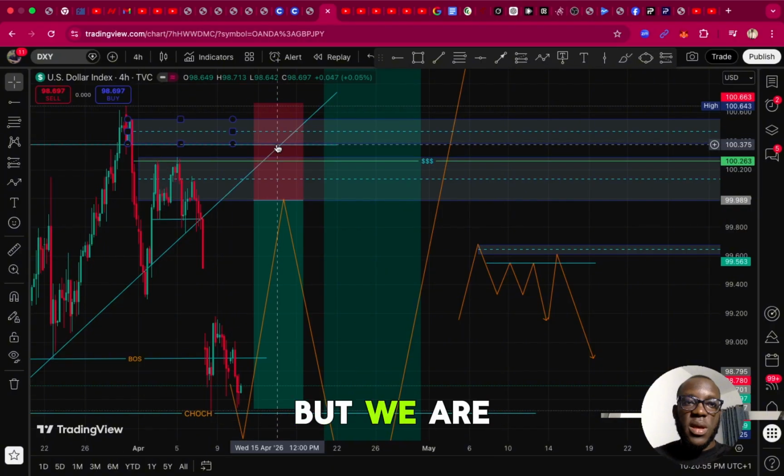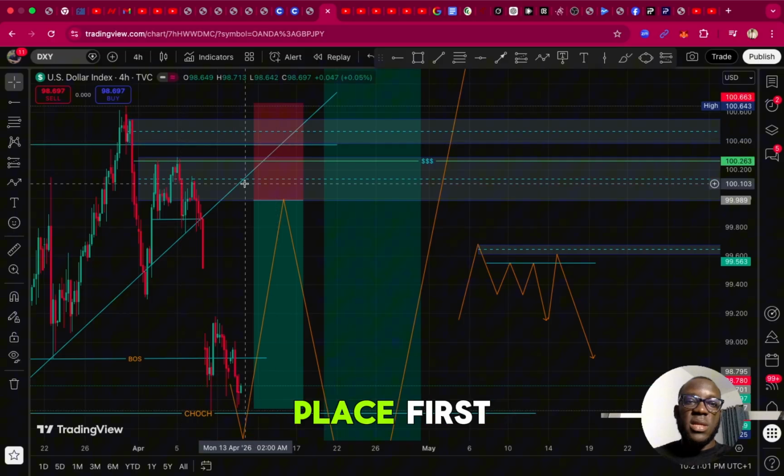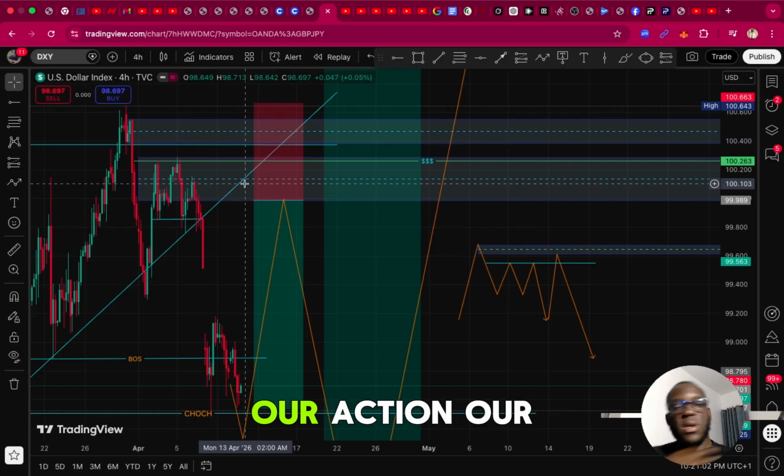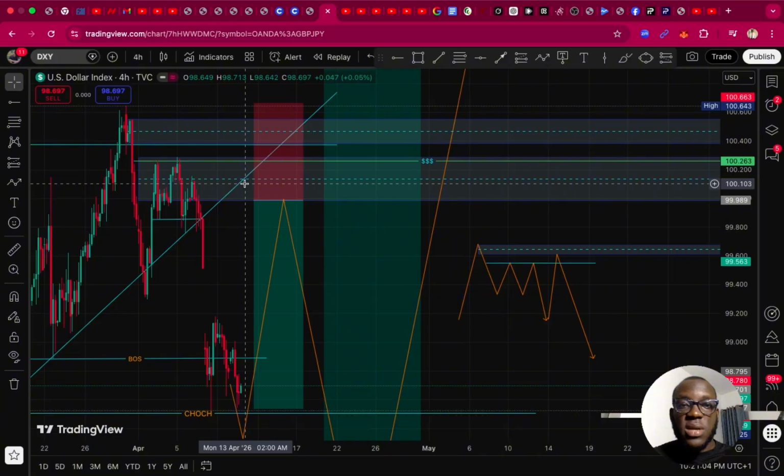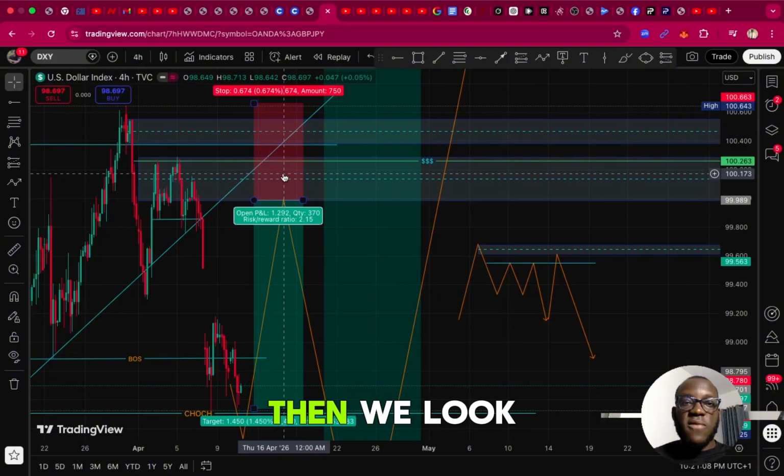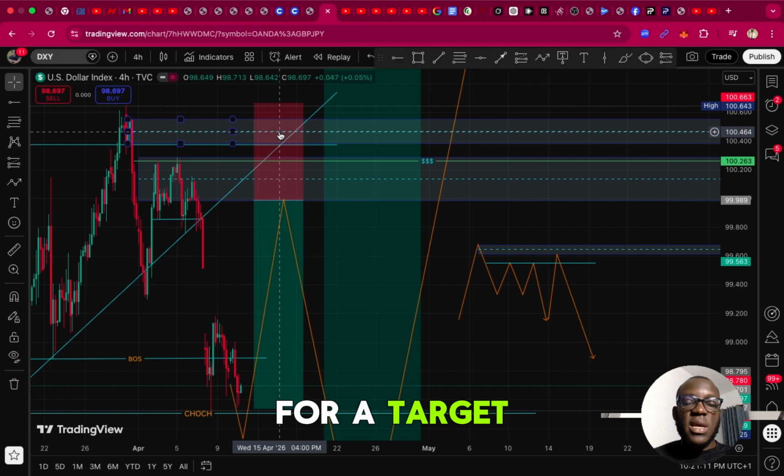But we are going to be looking at this place first and wait for our price action to see if the market is giving us a sign for reversal. If not, then we look for a target around here.